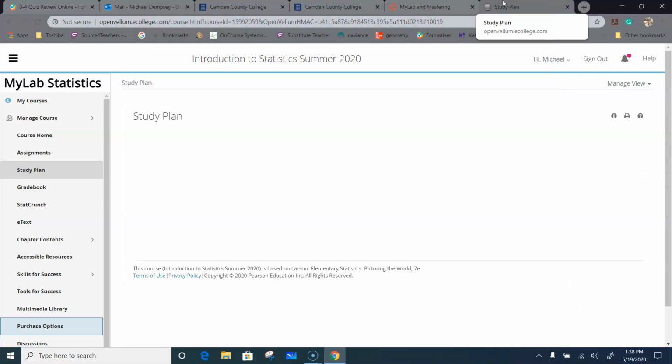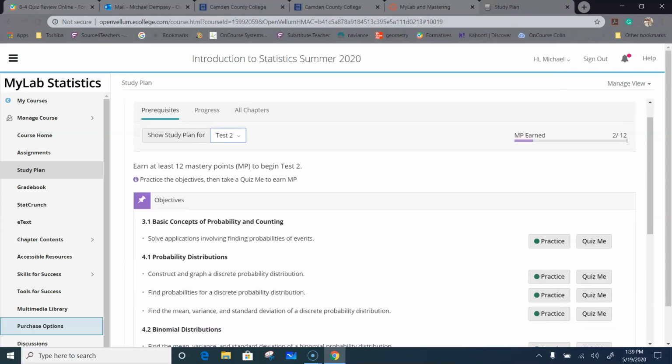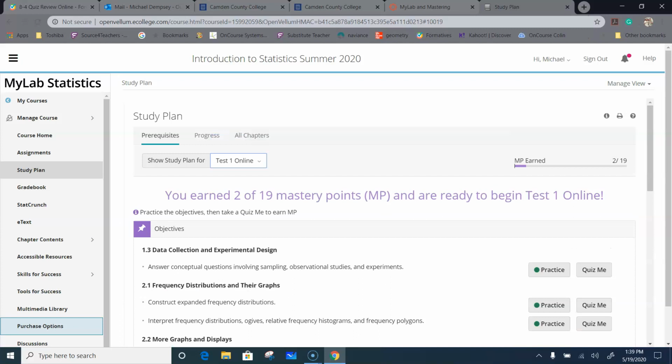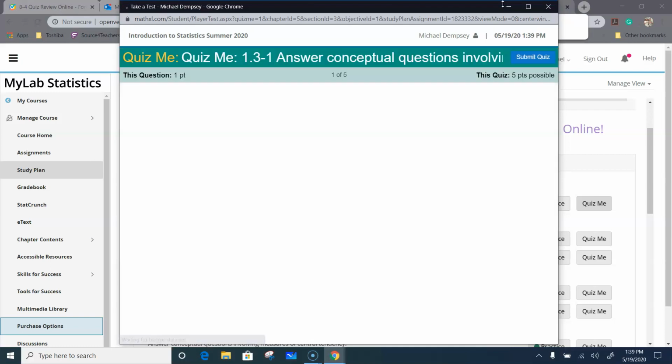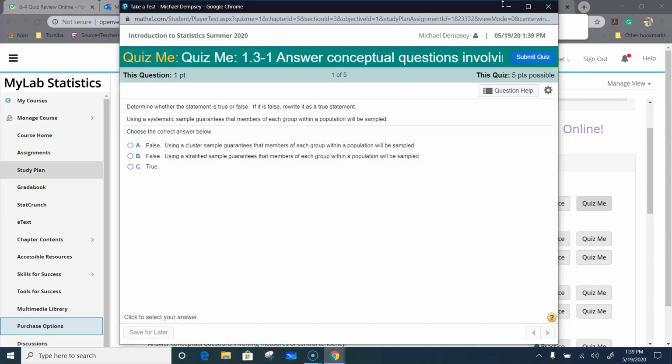So I'm going to go back to my study plan here. It keeps bumping me to Test 2, but I want to stay with Test 1 online. Let's try the Quiz Me button for 1.3. Start the test. Determine whether it's true or false. Using a systematic sample guarantees that members of each group within a population will be sampled. So remember, systematic is like every 10th person.